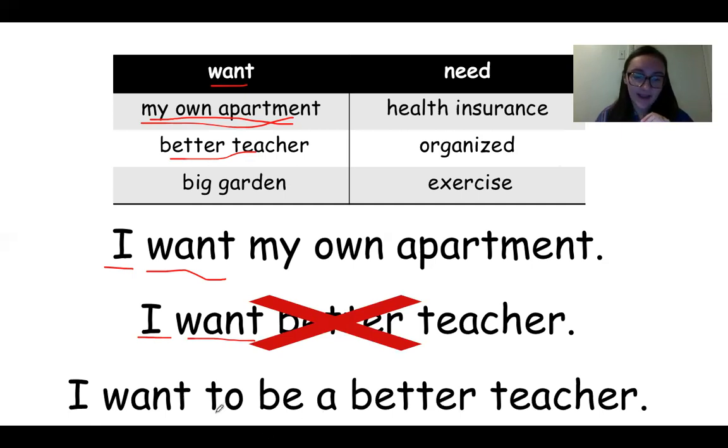So I would add to be a better teacher because when I say better teacher, it's kind of like something that I have to do. So I would have to use the verb be, right? To be. To be, and then I use a because I'm talking about a specific teacher, me, right? I want to be a better teacher.